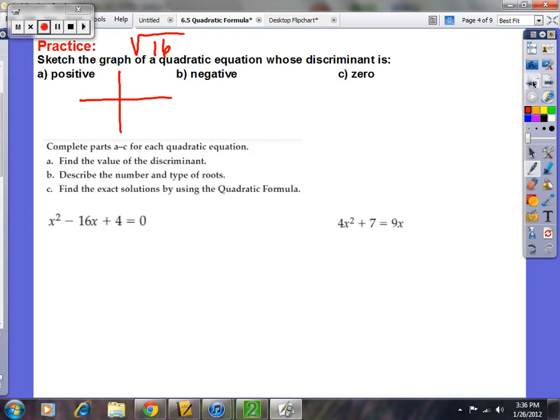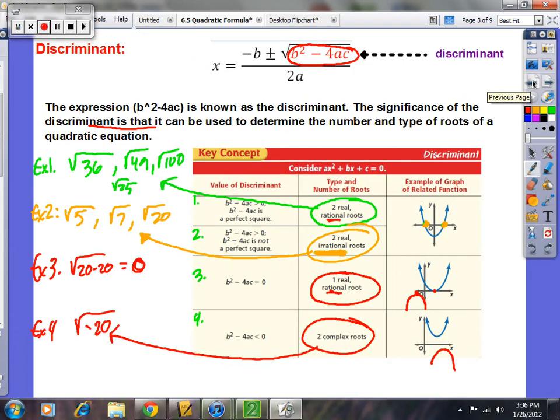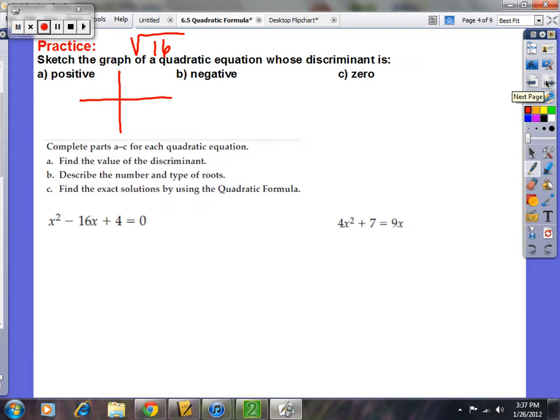And just go back to your chart here. It's going to look like either example 1 or example 2. So it's going to look like this guy right here. It is going to have 2 roots. Okay, B. What happens if it's negative?